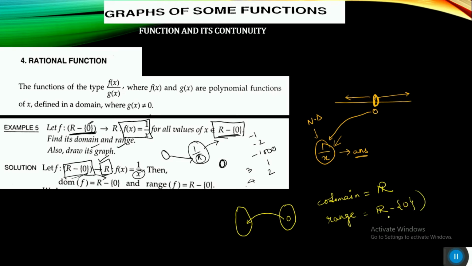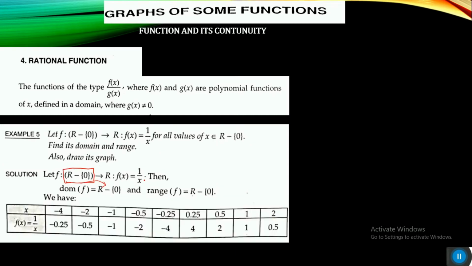Okay, so that is my range. Anything you put here, you will never get 0. You put any value except 0. 0 is not there, right? If you put 0, then also it's not defined. But will you ever get 0?